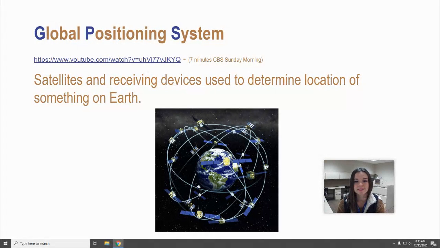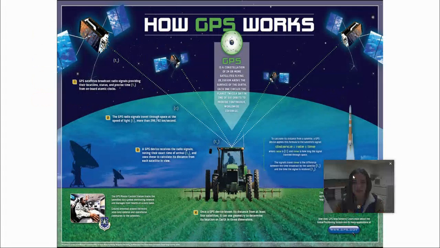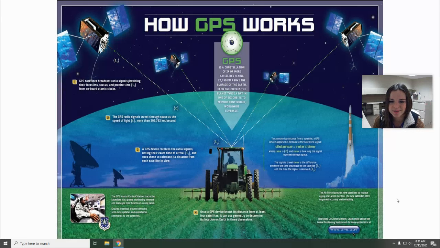That YouTube clip is from CBS Sunday Morning, talking about how GPS is used in our military. It's really interesting if you want to check it out. So, Global Positioning System. How GPS works, continued. This is a great graphic for you, breaking down the 4 major steps on how GPS works.